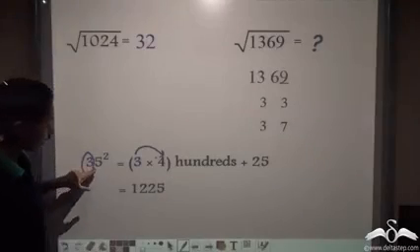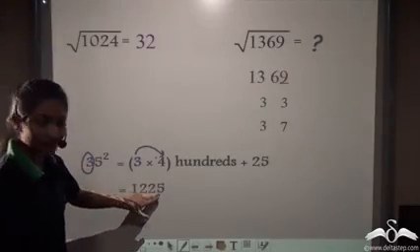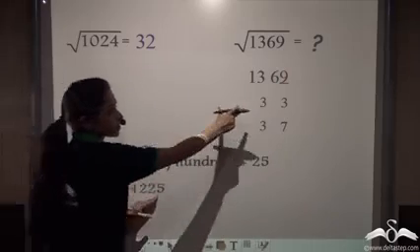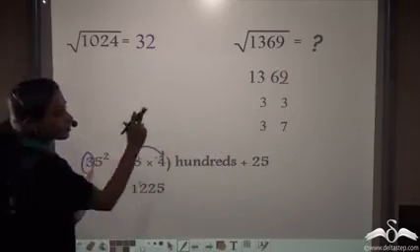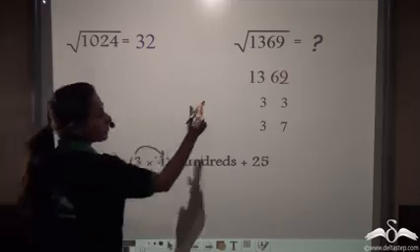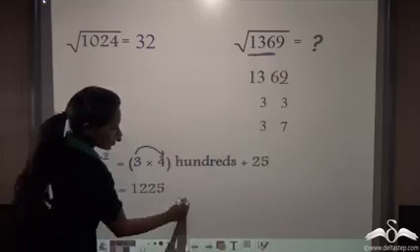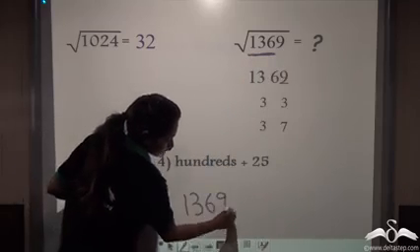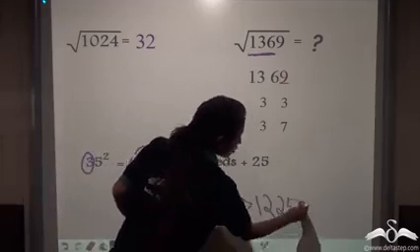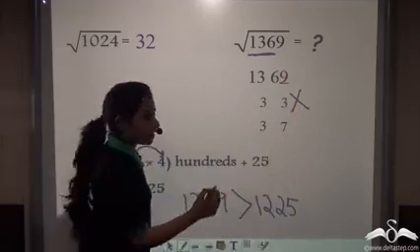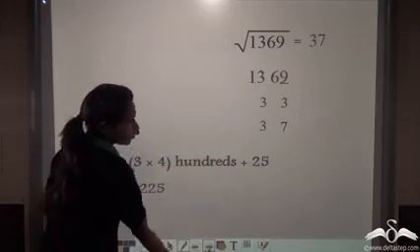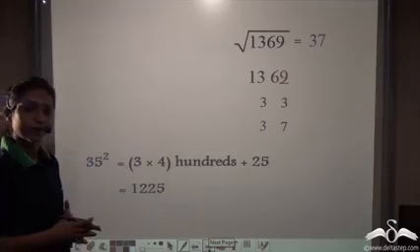If 35 square is 1225, then 33 square has to be less than this, because 33 is less than 35. So 33 square will be less than 1225. But we have a number which is greater than 1225. So this option is not valid. We are left with 37. So 37 is the square root of 1369.